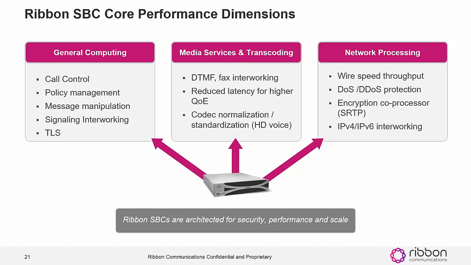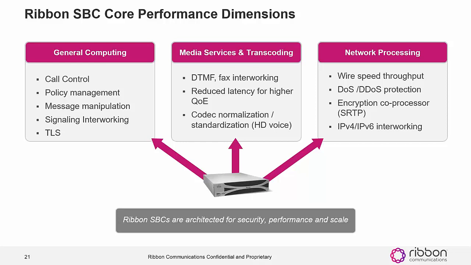Our SBCs are designed so that we break down our architecture into different piece parts, and they scale independently. In terms of network processing, we have wire throughput, and that doesn't slow down. The transcode is best in performance. If we're doing transcode, that's not going to prevent you from doing SRTP, and if you do SRTP, that's not going to slow down how many sessions we can do.